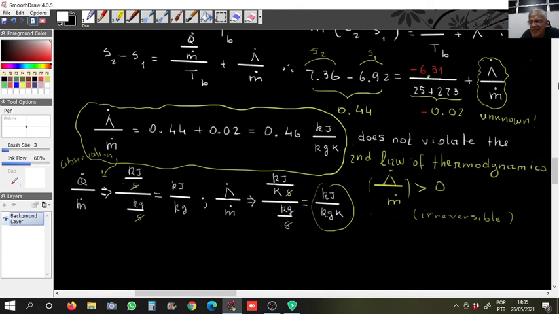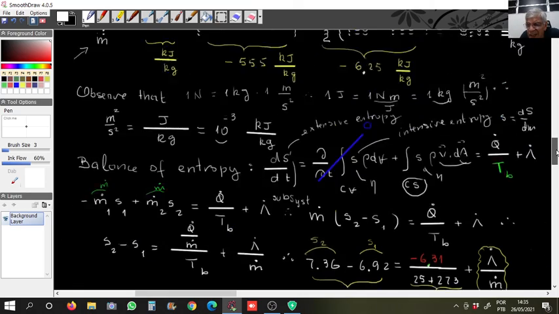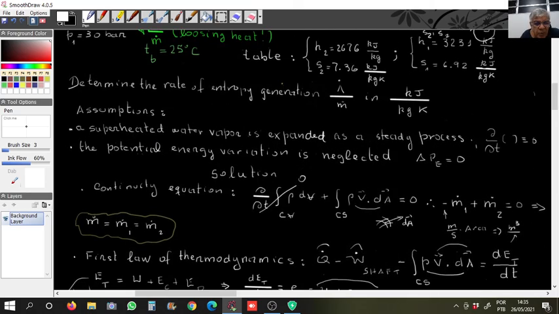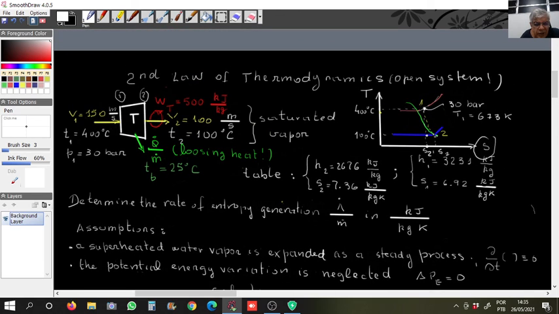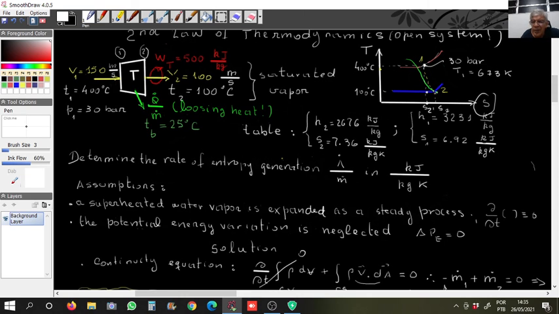Look, that is interesting. In this process from 1 to 2, the entropy is increased due to irreversibilities. That's very good. That's why I repeat again, I showed this figure at the end of the problem. That's it.